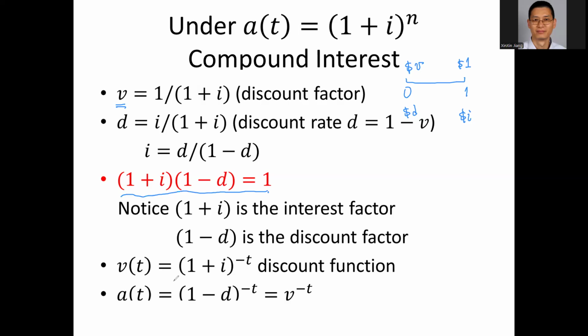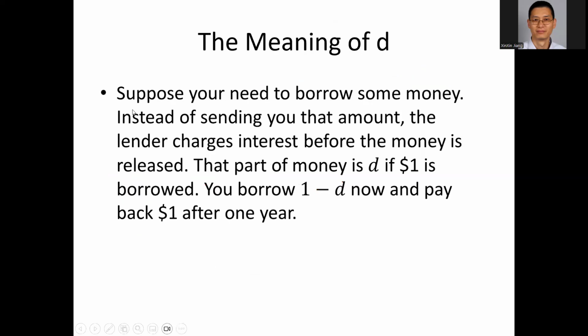All right, so v of t is the discount function, which is 1 plus i to the negative t. Again, this is for compound interest. It's very important to emphasize that. For simple interest, you don't have that. You have a different discount function. And a of t equals v to the negative t. There are a lot of formulas. You try to learn the principles, then it is easier to understand. So you don't have to memorize without understanding. It's more complicated.